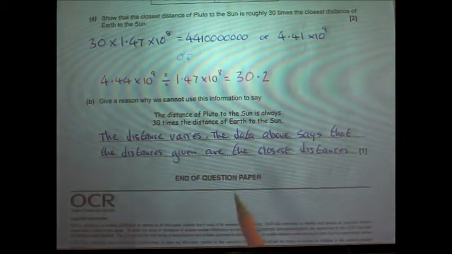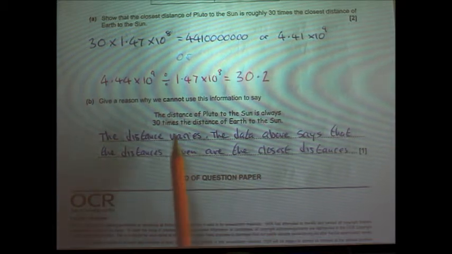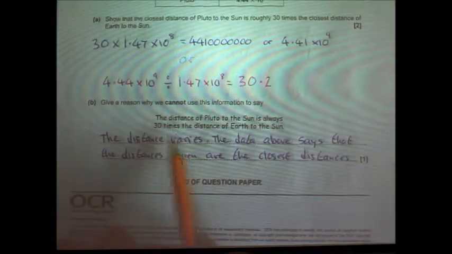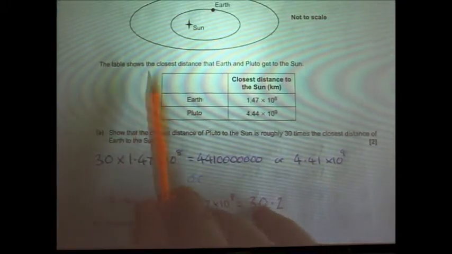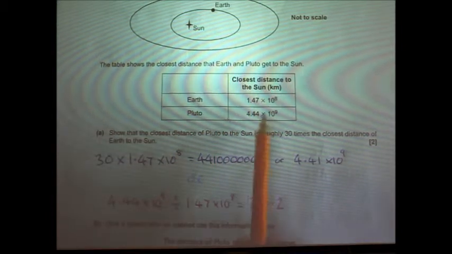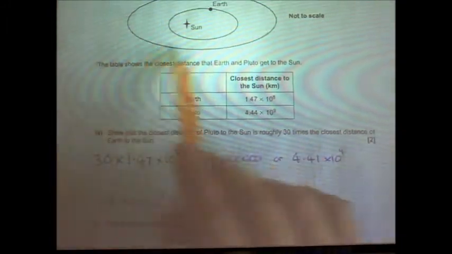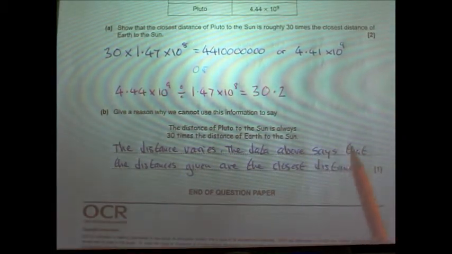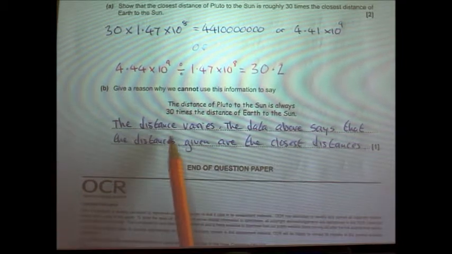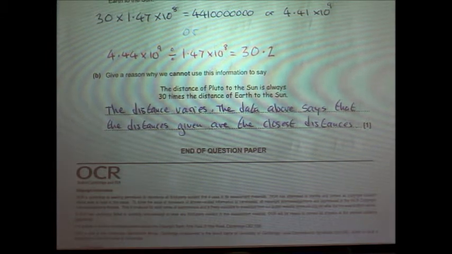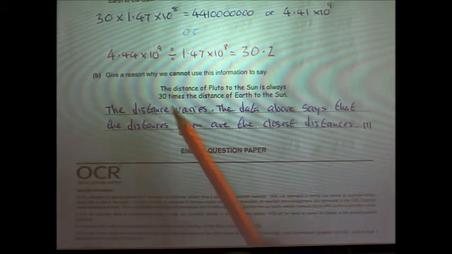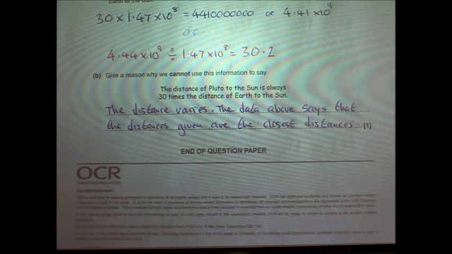Part B, last question. Give a reason why we cannot use this information to say the distance of Pluto to the Sun is always 30 times the distance of the Earth to the Sun. I ought to reiterate in the question, the table shows the closest distance the Earth and Pluto will go to the Sun. So these are the closest distances, and because the orbit is elliptical, we'll obviously be going a little bit further out. So the reason we cannot say the distance of Pluto to the Sun is always 30 times the distance of Earth to the Sun is because the distance varies, and the data above says that the distances given are the closest distances. Obviously, if they give the distances that are further away, it will probably be more than 30.